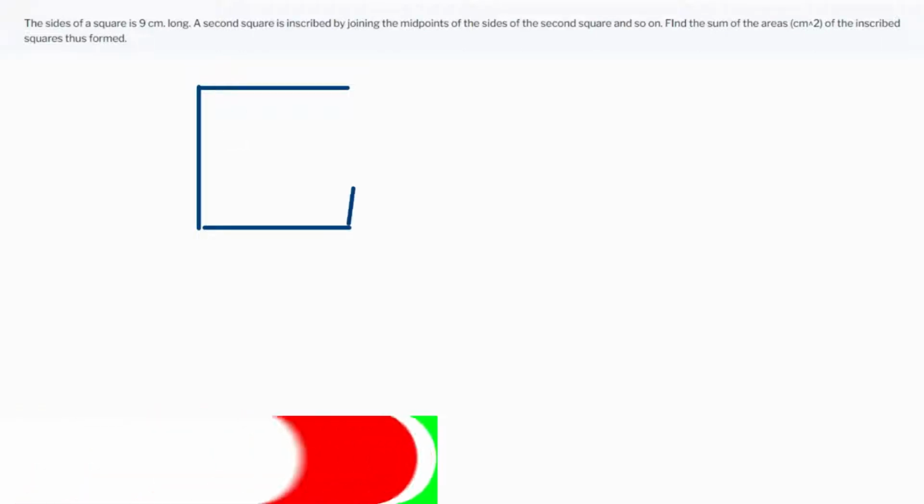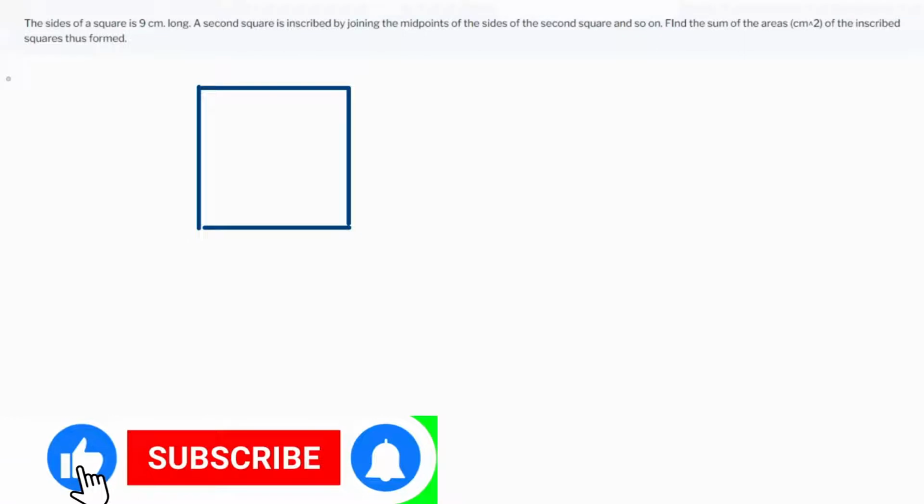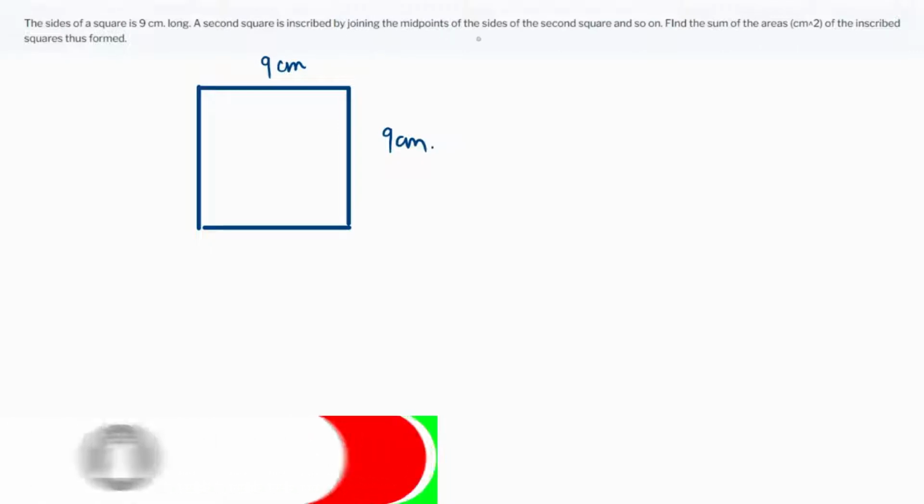Question. There is a square, and the side of the square is already given to us. So this is how the square looks. The side of the square is given as 9 centimeters. Now the second square is inscribed by joining the midpoints of the sides of the first square, and so on. And this process keeps repeating.